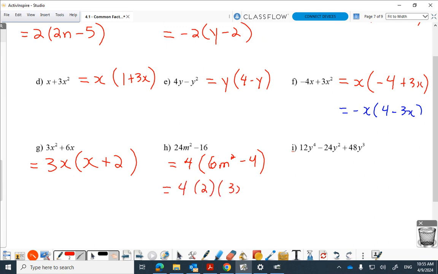I don't know why I wrote x there. Maybe I'm so used to writing x. And then multiply the 4 and 2 together. Do I suggest that procedure? Well, no, but I wanted you to see it to see that you can recover if you don't get the whole thing. Reminds me of reducing fractions, right?